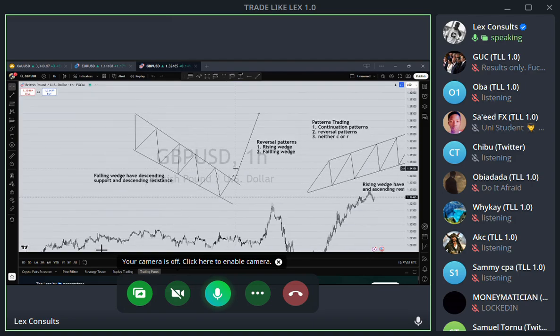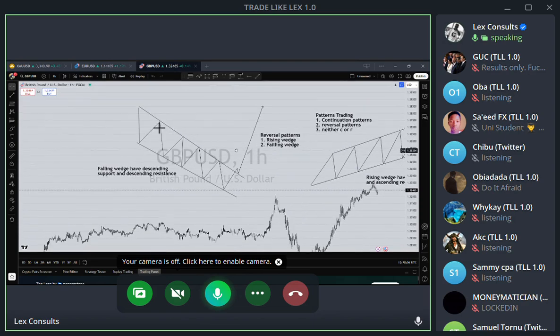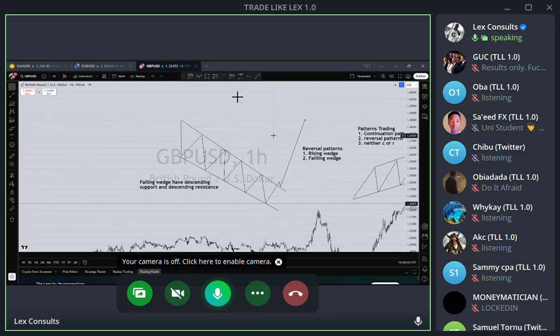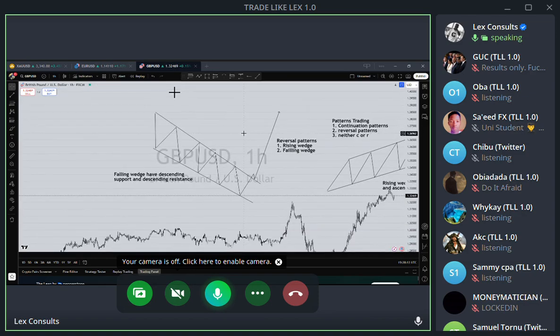If it breaks to the downside, then it is invalidated, or probably the market wants to manipulate the pattern. Smart money sometimes manipulates patterns.